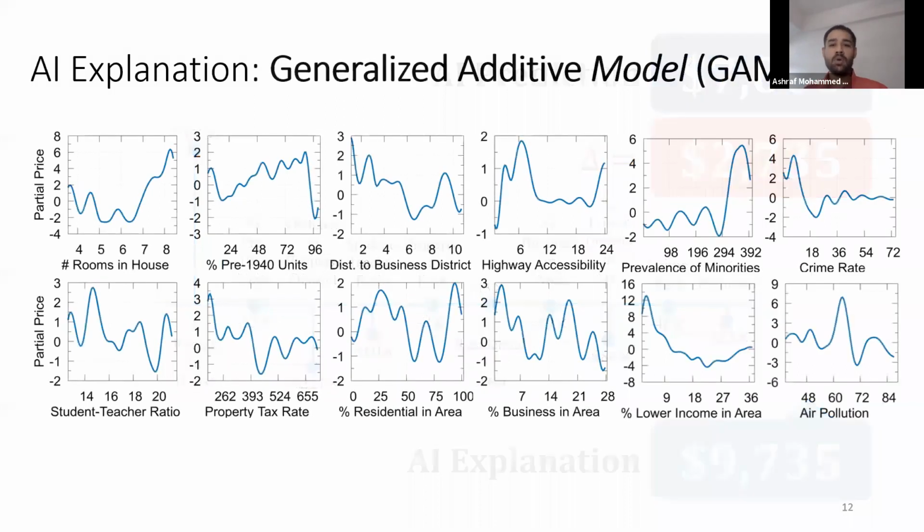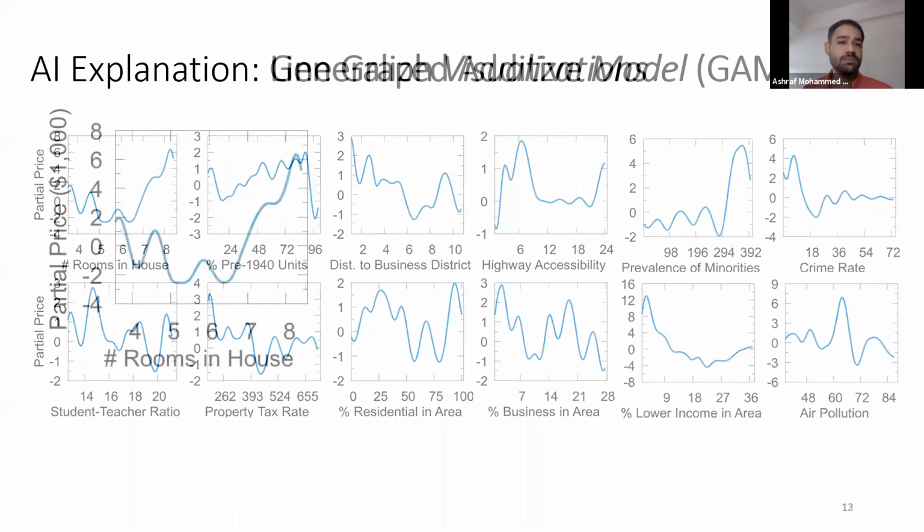And then the AI provides us with a detailed explanation in the form of line charts. And these help to capture the complex nonlinear relationships of the factors with the price. And by the way, this visualization is generated from a generalized additive model, or GAM, that is also read as GAM. So now let's try and calculate the price of a house.